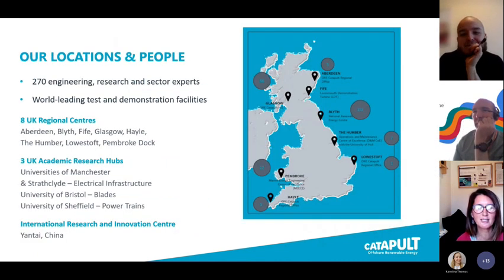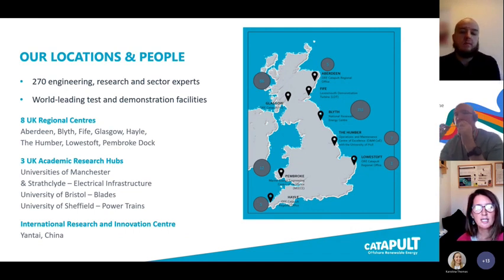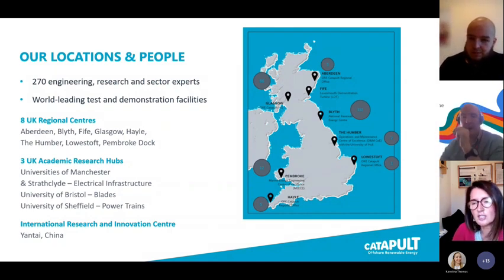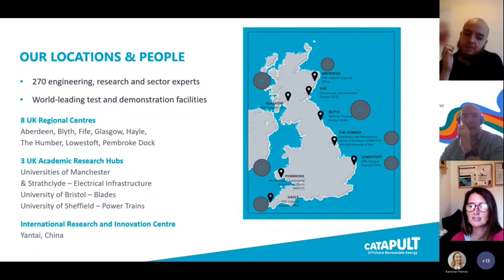Leading the people space, we have nearly 300 people at the moment in the engineering, research and sector specific areas. And we have world leading test and demonstration facilities for wind turbines in Blyth, on the map on the right in the middle there. You can see our people stretch from Aberdeen at the top down to Hayle in Cornwall, bottom left, and the numbers tell you roughly how many people we've got in each of our places.